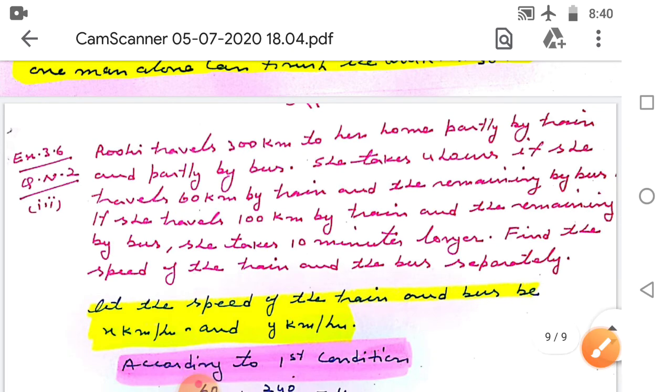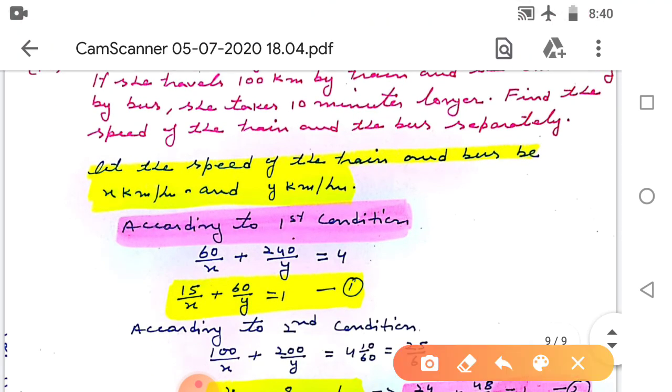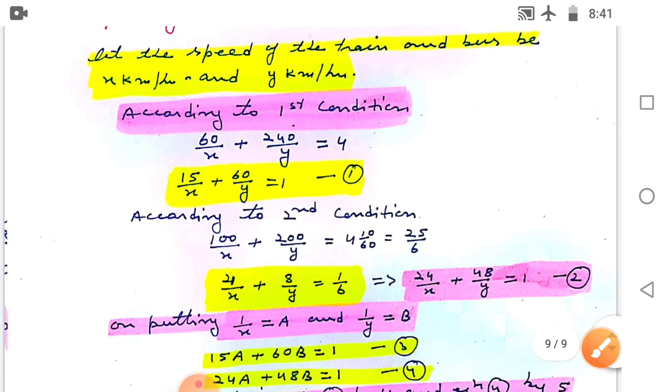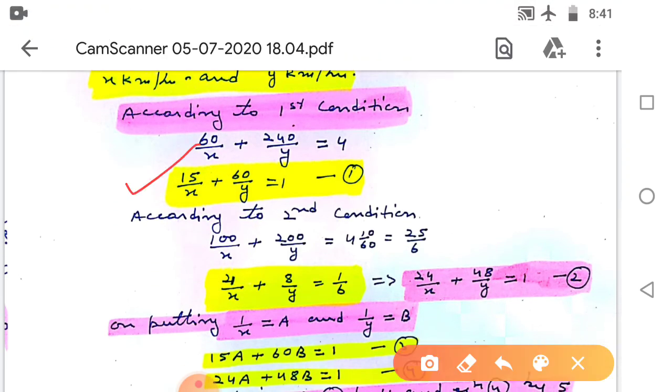Look, 60 km by train and the remaining by bus means 60 km by train and the remaining is 300 minus 60, that is 240 km. So time taken by train is 60 upon x hours, and by bus 240 upon y hours. Total time is 4 hours. Okay, you can take common, and equation 1 is 15 upon x plus 60 upon y is equal to 1.